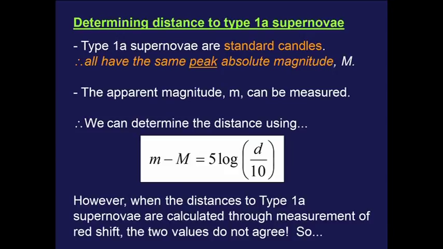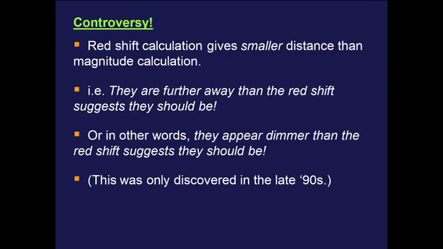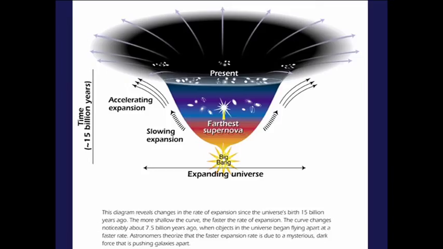But there's one problem. When we look at how bright they are and we measure the redshift from the absorption bands they show, the two do not agree. The redshift basically is smaller than the magnitude calculation suggests, and that's basically saying that really they're further apart than the redshift says they should be. This was discovered very, very recently, and the only plausible explanation for this is that the universe is not actually expanding at a constant rate.